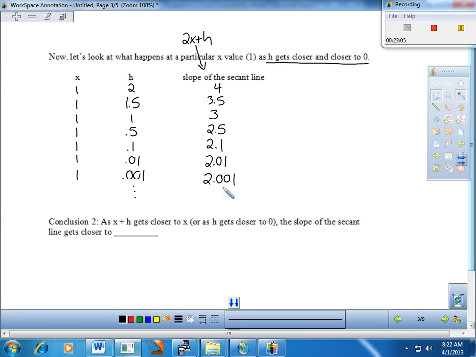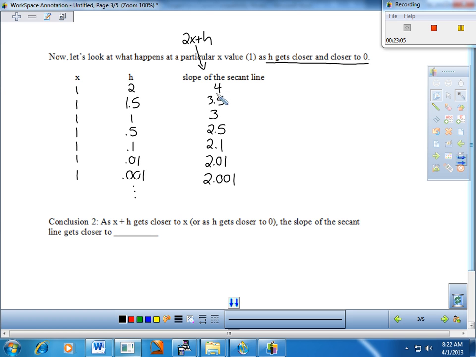So let's read conclusion number 2, and let's pull this off. All right, so guys, as x plus h gets closer to x, meaning very simply, the second point is getting closer and closer to the first point, or, again, another way to think about that, h is getting closer and closer to 0. The slope of this secant line seems to be getting closer and closer numerically.